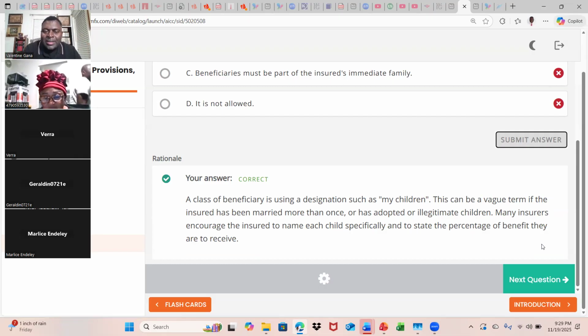So a class of beneficiaries using a designation such as my children. This can be a vague term if the insured has been married more than once or has adopted or illegitimate children. Many insurers encourage the insured to name each child specifically and to state the percentage of benefit they are to receive.